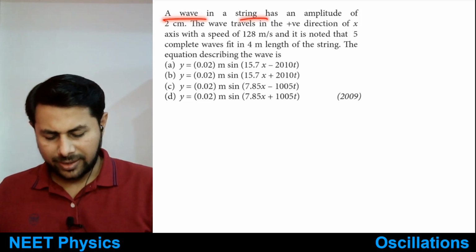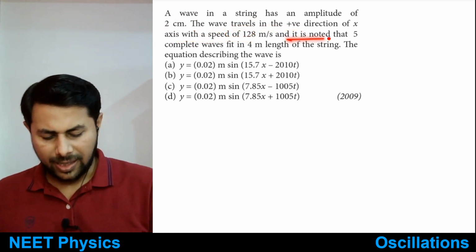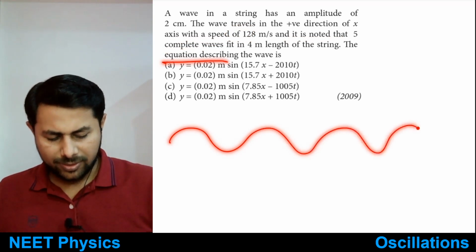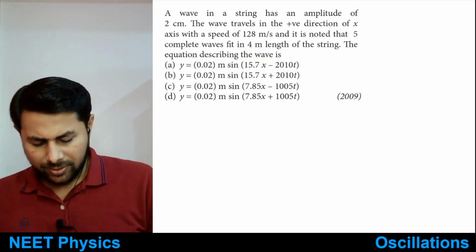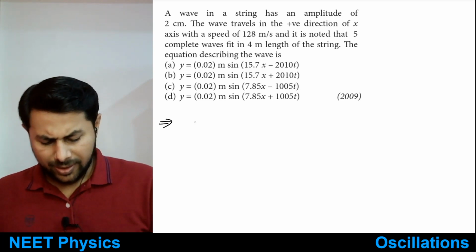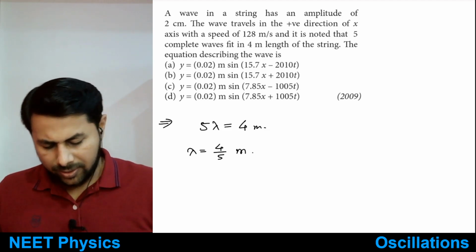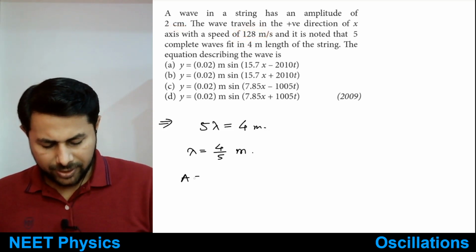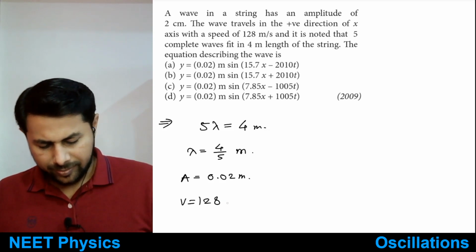A wave in a string has an amplitude of 2 centimeters. The wave travels in positive direction of x-axis with speed of 128 meters per second, and it is noted that 5 complete waves fit in 4 meter length of the string. The equation describing the wave is, so if 5 waves fit in 4 meter length, that means 5 lambda equals 4 meters. Therefore lambda equals 4 by 5 meters. Speed is 128, and the amplitude is 2 centimeters, so amplitude is 0.02 meters. Speed is 128 meters per second.